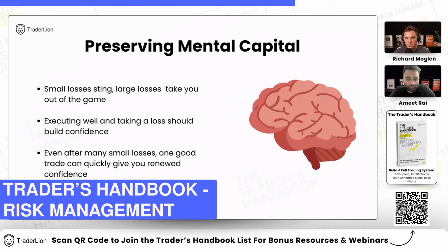Small losses do sting, but large losses are devastating and really hurt your confidence, which is a huge part of trading. A big loss, you'll have to take a few days, take a week. If it's a really big one, take a few months off to really be right again mentally and be ready to get back in the game and work your way back up to where you are.